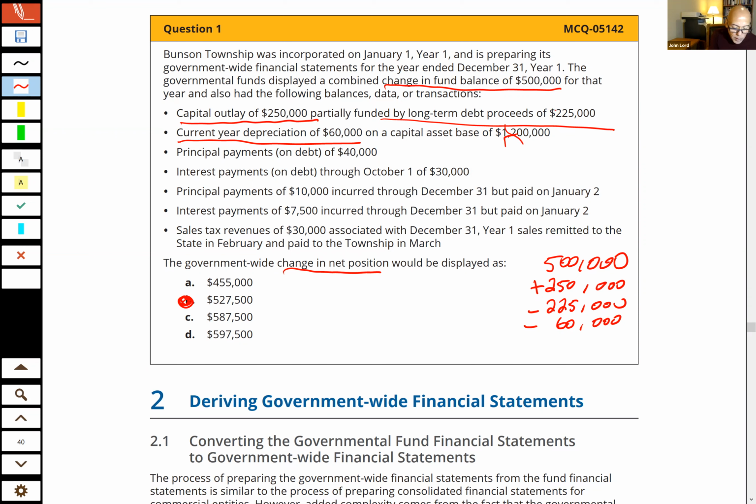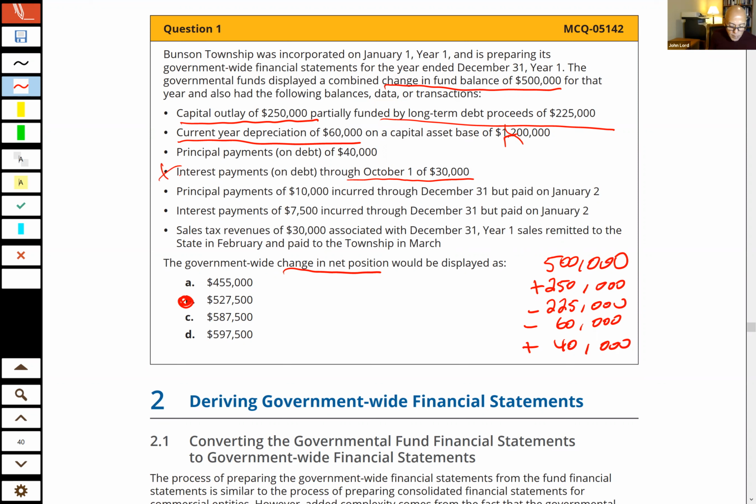Okay, good. How about principal payments on debt? That's an add. Got to add that. That's an expenditure at the fund level. It's not an expenditure at the government-wide level. Good. And maybe we can look at this one. How about interest payments through October 1st of 30,000? So this is amounts that they paid through October 1st. What should I do with that? Ignore it. They are expenditures and expenses at both the fund level and the government-wide level.